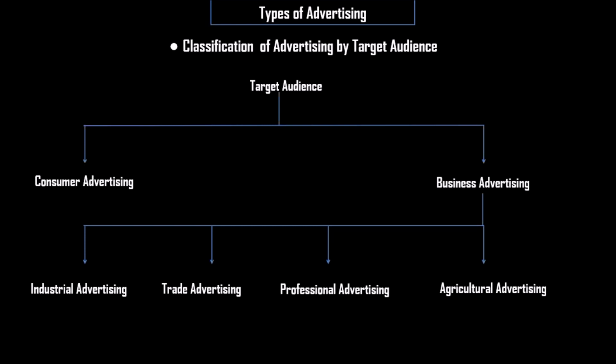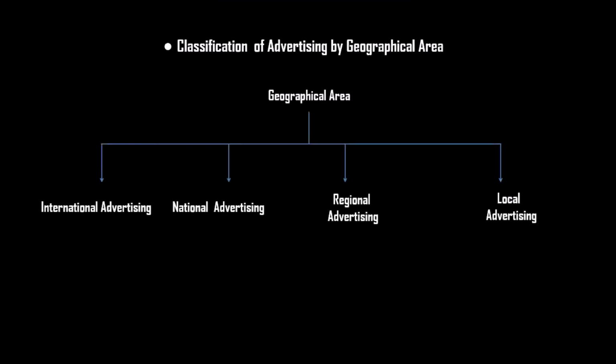Agricultural advertising is used to sell products such as tractors, fertilizers, and insecticides to farmers. Classification of advertising based on geographical area. Based on geographical area, advertising is classified into 4 categories. 1. International advertising. 2. National advertising. 3. Regional advertising. 4. Local or retail advertising.